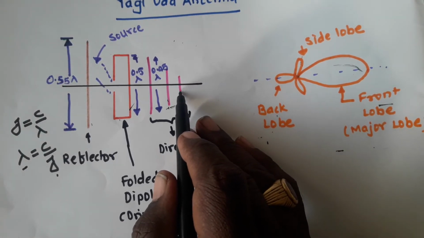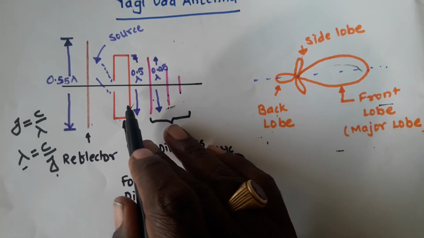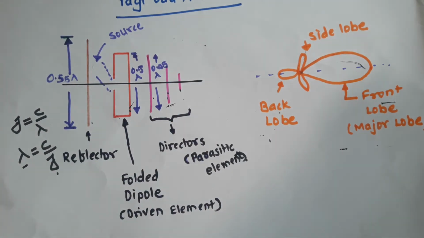Now this will couple this particular signal to the second director, then the third director, then the folded dipole, and then the signal is given to the television. So it is nothing but the reception process, the working of your Yagi Uda antenna.